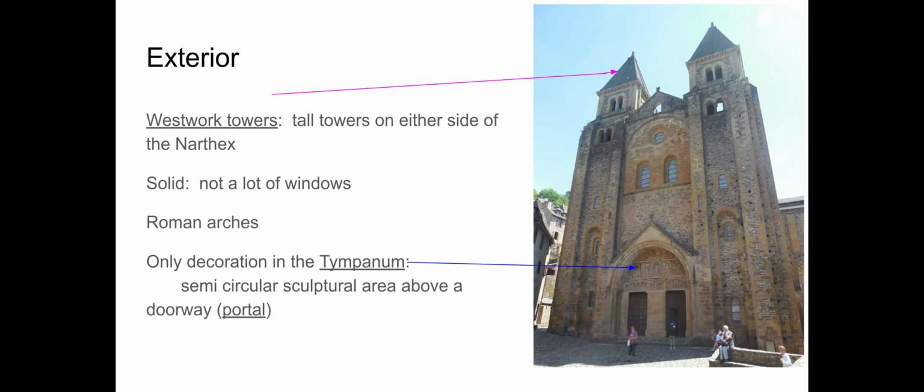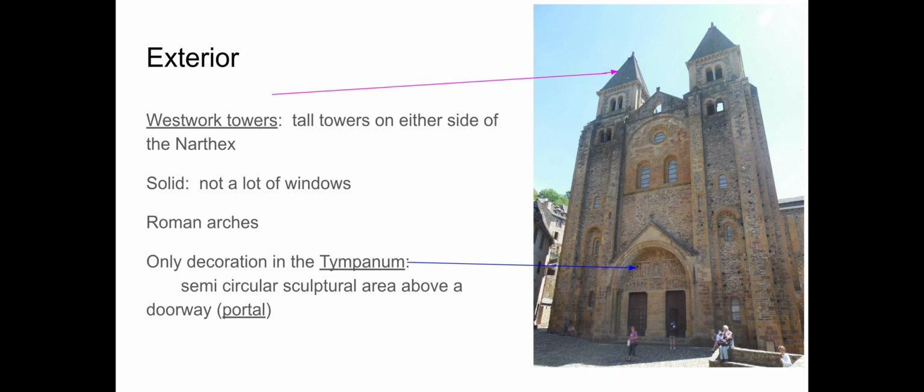The two towers up at the top that I'm pointing to with that kind of magenta colored arrow are called Westwork Towers. They are basically tall towers on either side of the narthex. They are up at the top, and a lot of times they are bell towers. And it's westwork because the narthex typically is on the western side of the church, facing west.